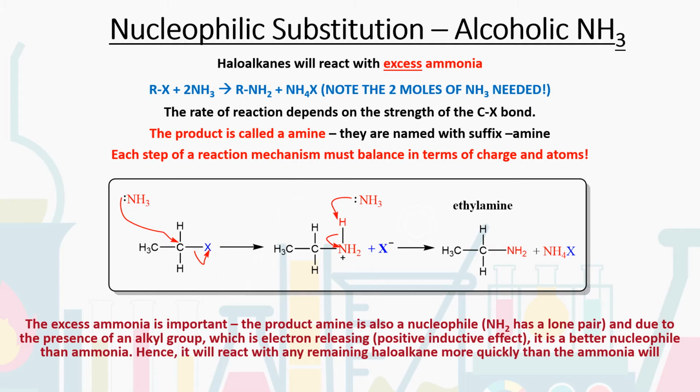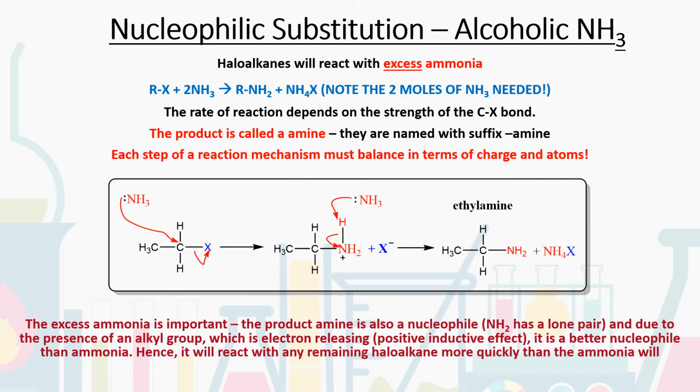NH4X. And so the excess ammonia is really, really important. The product amine is also a nucleophile. So not only do we have to have two in the reaction equation here, one acting as a base, one acting as a nucleophile essentially. But another really important thing is that the ethylamine that we've produced is actually a nucleophile in its own right as well. The NH2 group still has a lone pair.